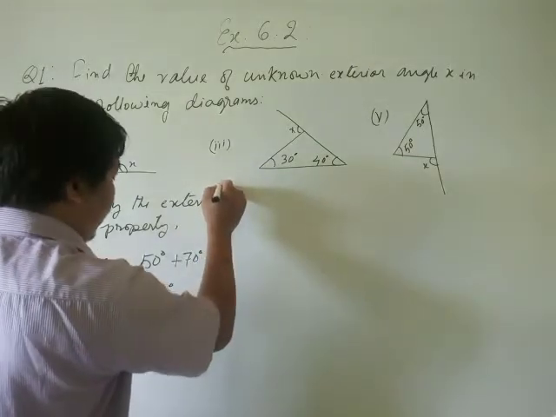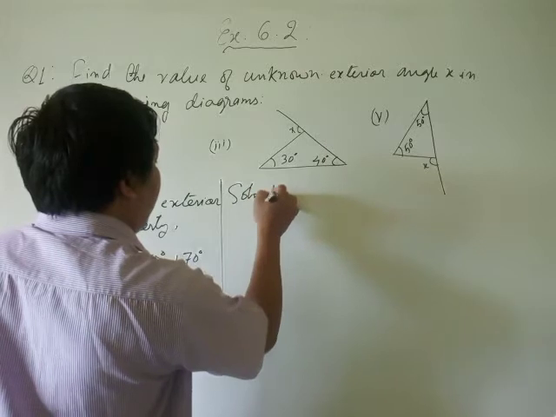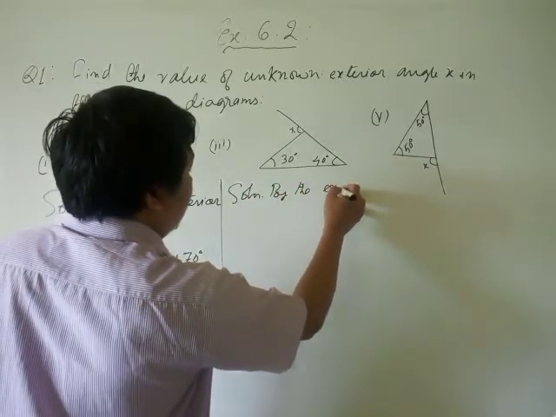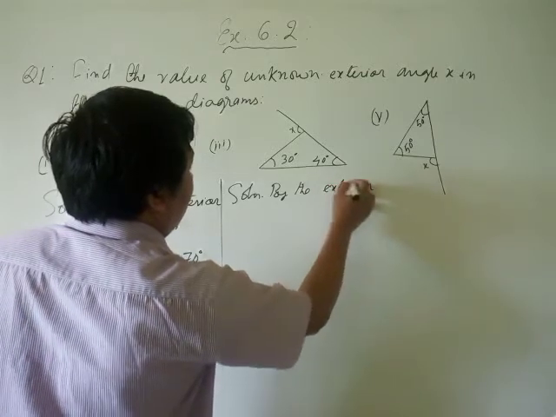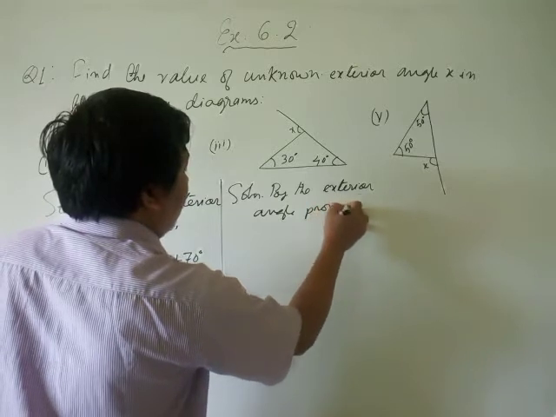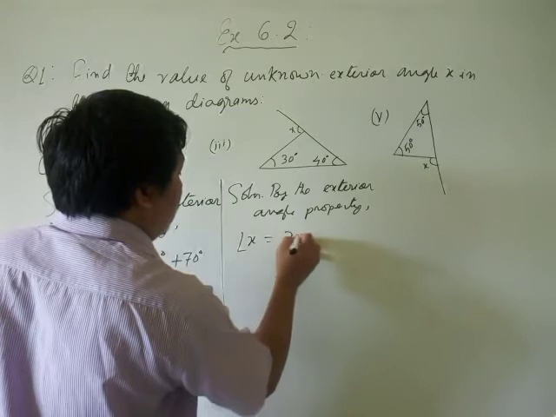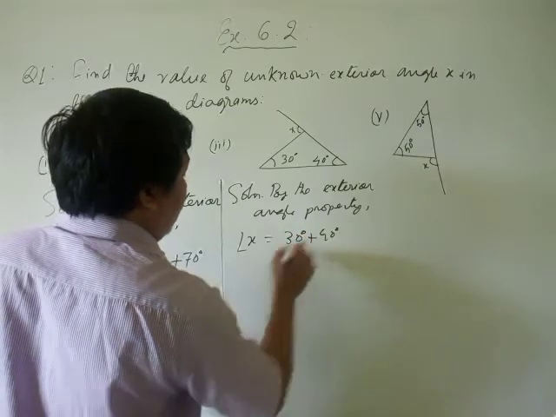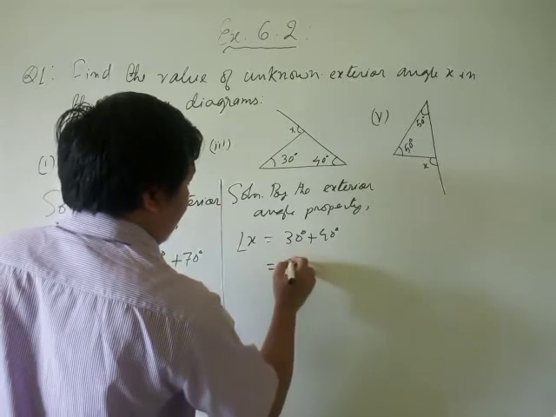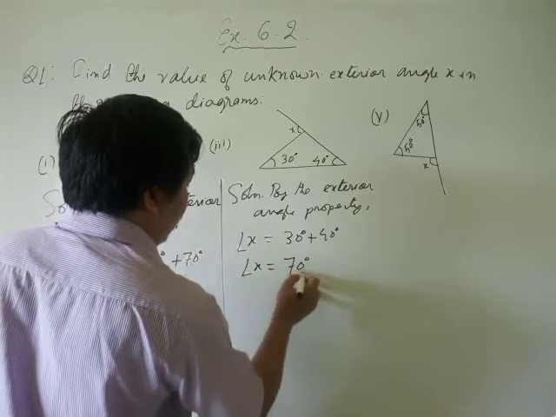Here also you can find the solution in 1 and 2 by the exterior angle property. Angle x is equal to 30 plus 40, that is equal to how much? Yeah, we got here 70. x is equal to 70.